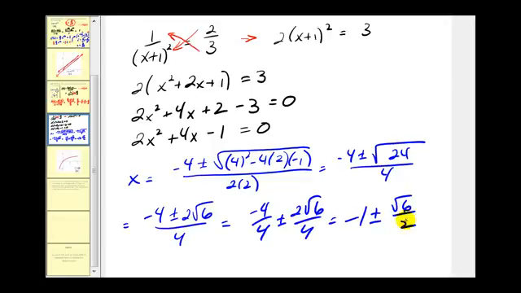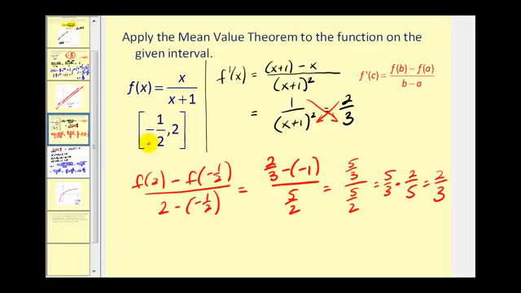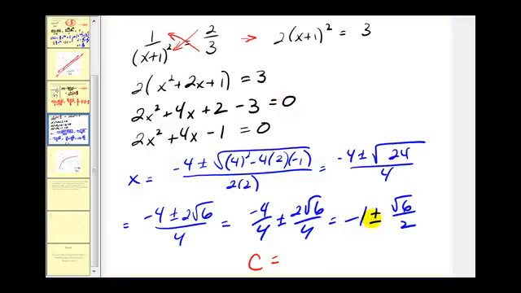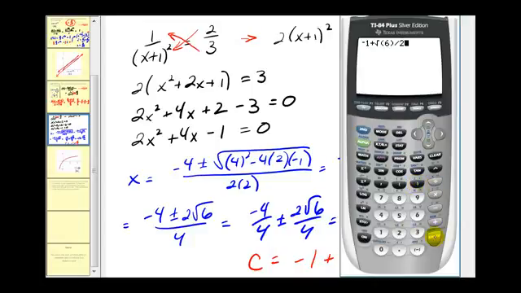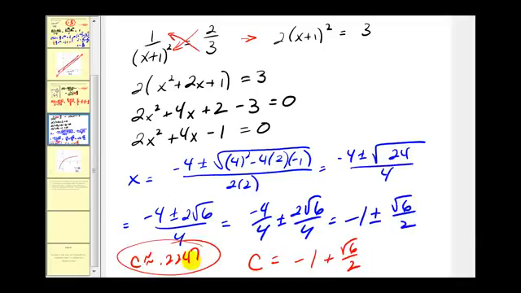Remember that our interval is from negative 1/2 to 2. So negative 1 minus square root 6 divided by 2 is less than negative 1/2. So the only value of c that we can use is negative 1 plus square root 6 divided by 2. Let's go ahead and convert that to a decimal. It's approximately 0.2247. That'll be helpful when we look at the graph next.